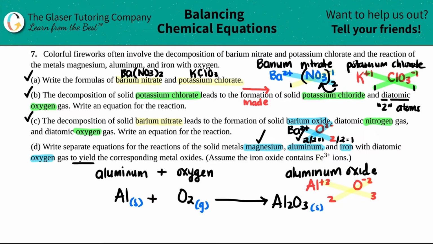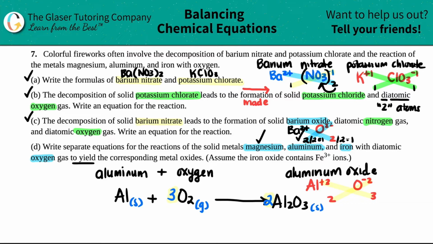Now let's see if we can balance it. Well, I have 2 oxygens here, right? I have a 2 here. I have 3 oxygens on this side. We run into the same problem as we saw before, but that's okay because the common number is 6. I will put a 2 in front of the Al2O3. That will give me 6 oxygens. And I will put a 3 in front of the O2. That will give me 6 oxygens.